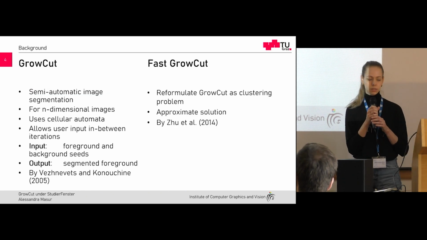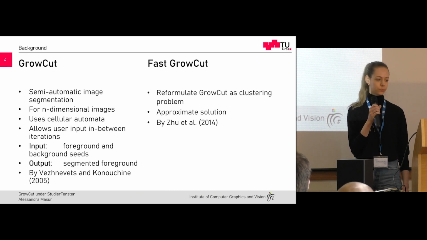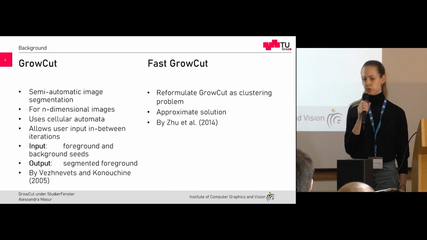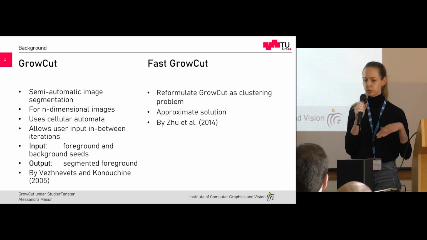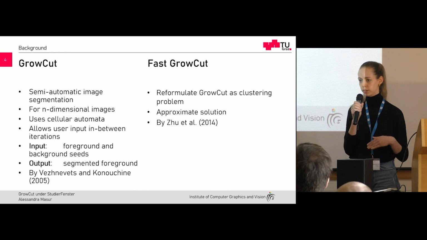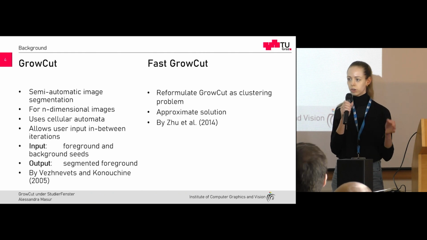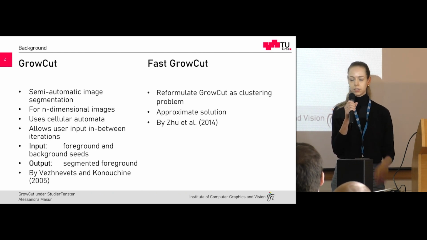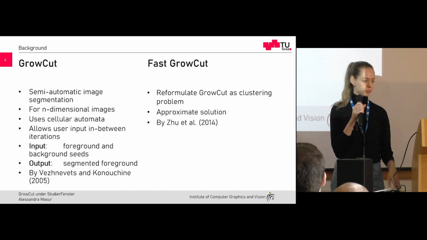Now about the GrowCut. The GrowCut is a semi-automatic segmentation algorithm. It can be used on n-dimensional images. It uses cellular automata for its computation. And an important part is that it allows user input, as it is an iterative process where users can give additional input in between the iterations. And the basic concept is that the users select some regions in the foreground and in the background, so-called seeds, and then these seeds grow until the whole image is divided into either foreground or background.